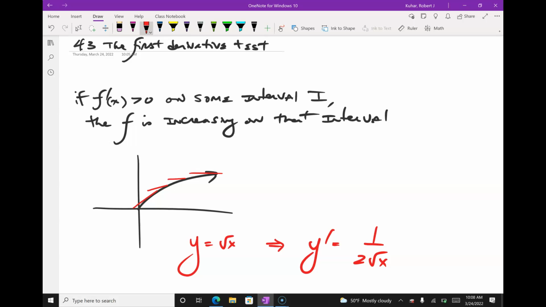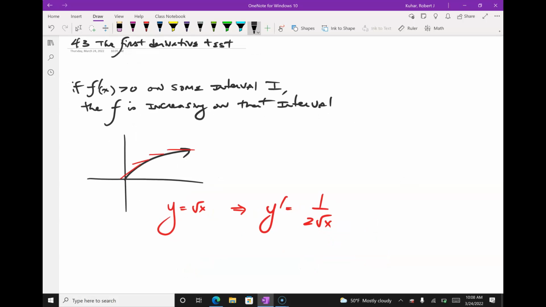So what else do I know from the first derivative test? If f prime of x is less than 0, then f is decreasing. So what we want to be able to find are all the intervals where the function is increasing or decreasing, and that's our first derivative test.